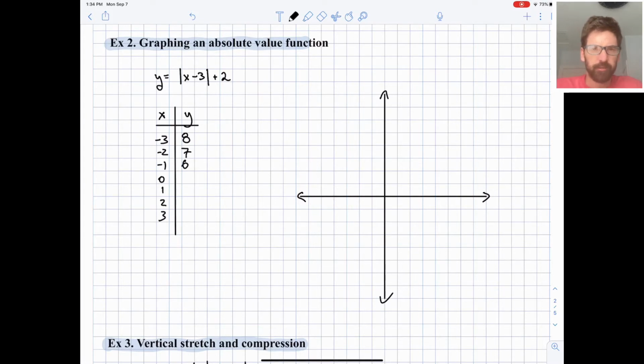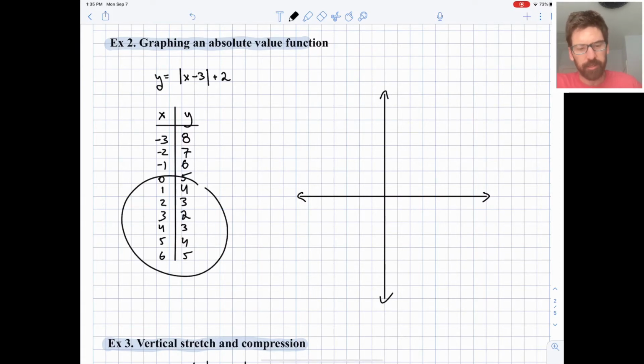You got to be careful. Just don't assume this pattern keeps going, okay? Because eventually something interesting is going to happen. 0 goes to 5. 1 goes to 4, 2 goes to 3, 3 goes to 2, and then we're actually going to continue this a little bit. Let's continue this with x equals 4, 5, 6, and this will help us see what's going on a little bit. 4 minus 3 is 1, absolute value is 1, plus 2 is 3. So this pattern will keep going back up, or will sort of bounce back up after it hits that vertex.